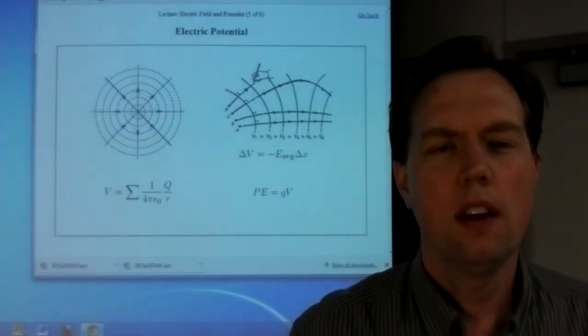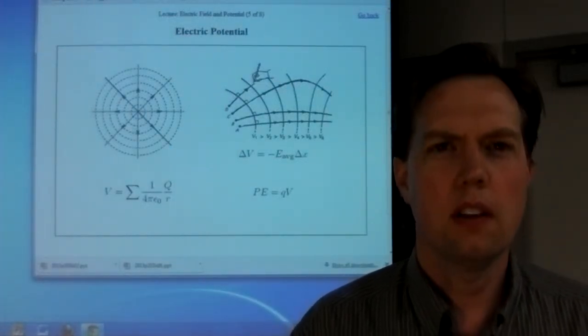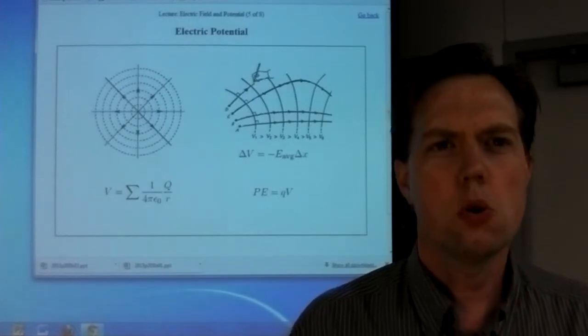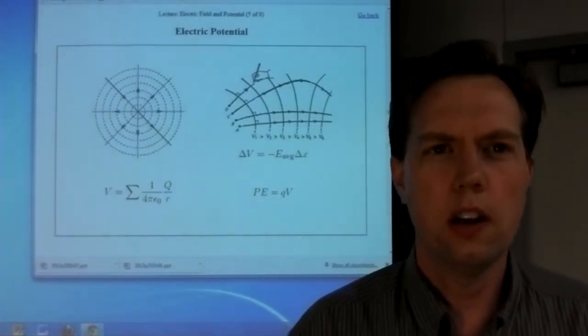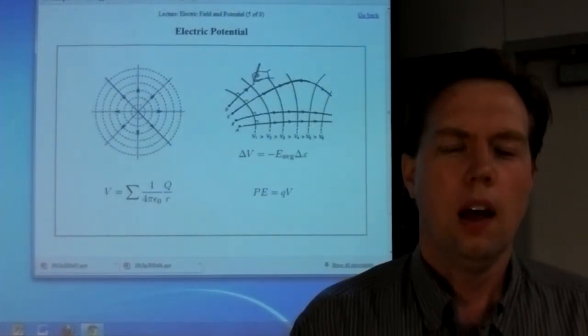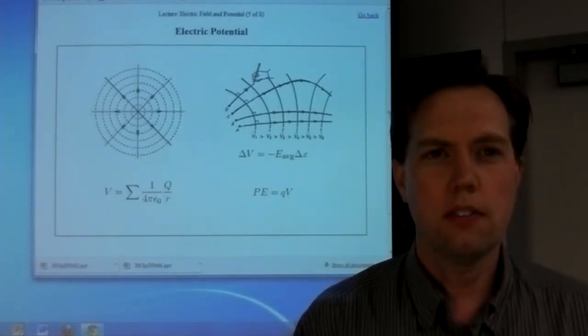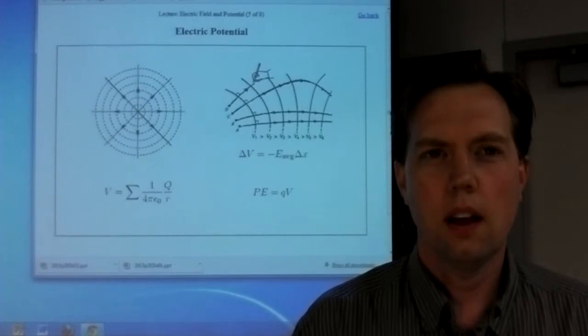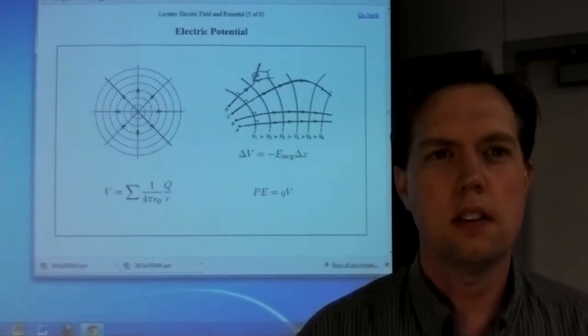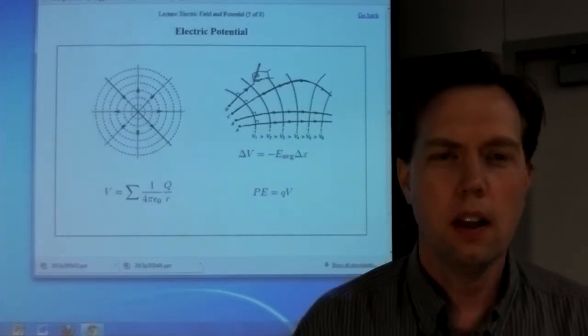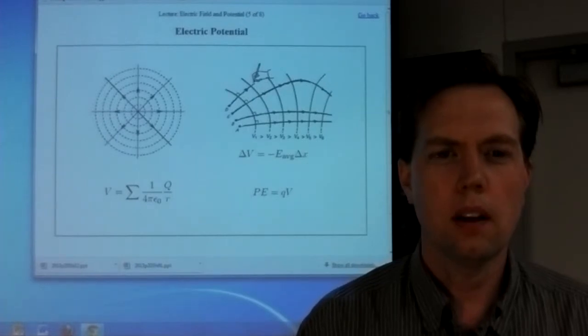Hi everyone. In the last lecture we established that the electric field has no curl, no circulation associated with it. And it's a mathematical consequence of this fact that a function exists, as a function of space and time, that can completely describe the electric field.